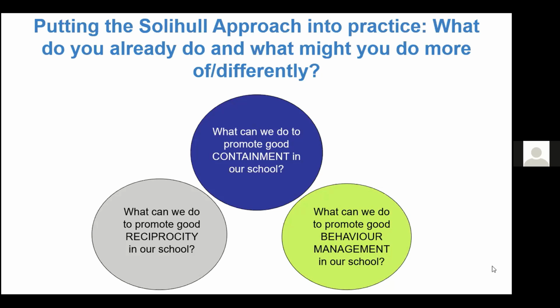So what could we be doing to promote good containment in our school? How can we further develop that? What can we do to promote good reciprocity in our school? How could we further develop that? And then what can we do to promote good behaviour management in our school? And maybe just sit and have a think about a couple of points under each of those three areas that you might be able to develop in your schools in order to promote that Solihull approach and to support children with different attachment styles.